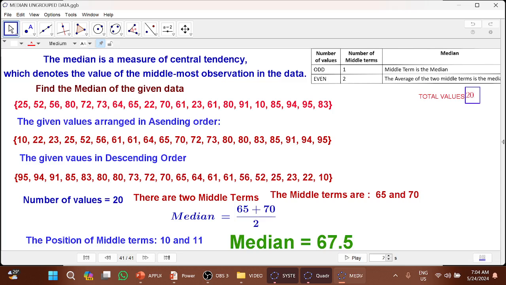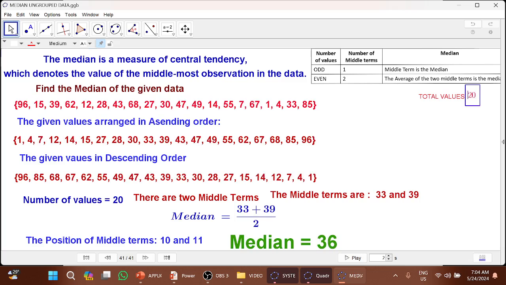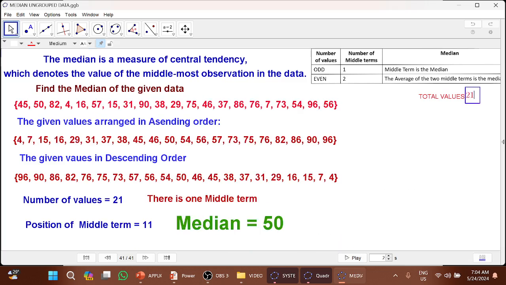The given values are arranged in ascending order and descending order, and there are two middle terms. Therefore, it tells you. For example, let me take it as 21. It tells you there is only one middle term. Therefore, this is the median. This worksheet can make the children practice the median of the given data and the total number of values.